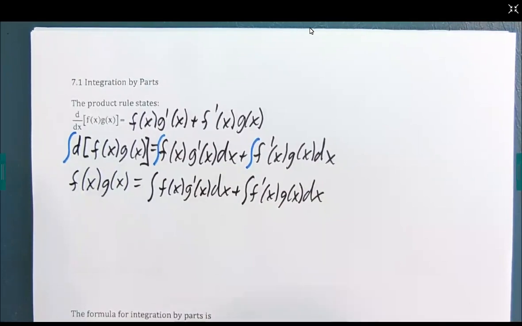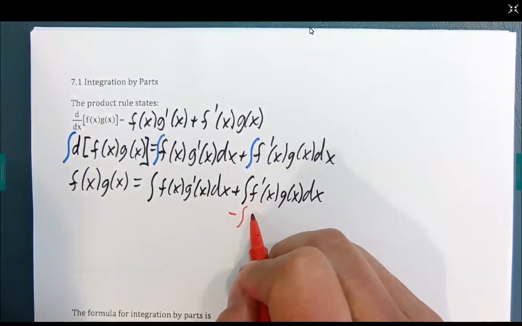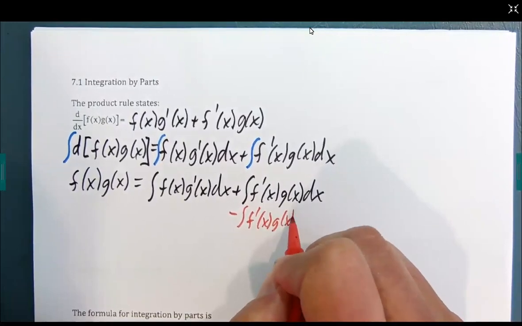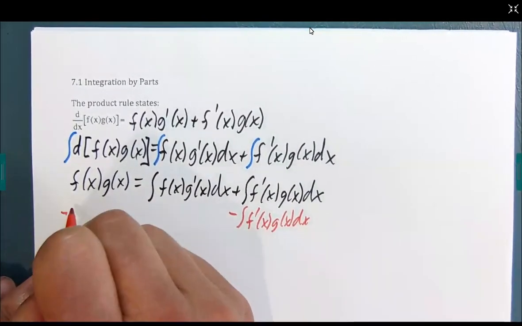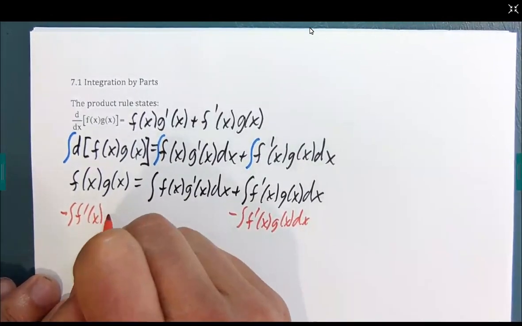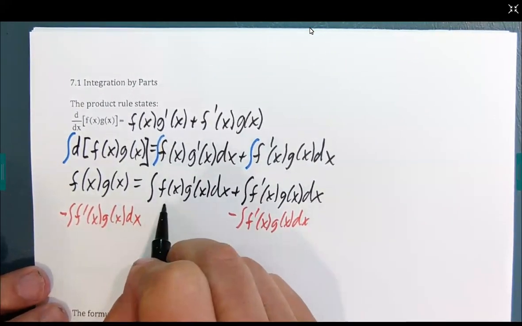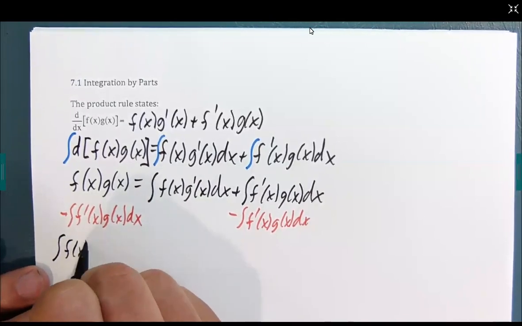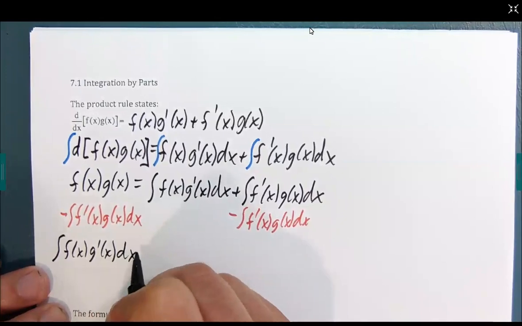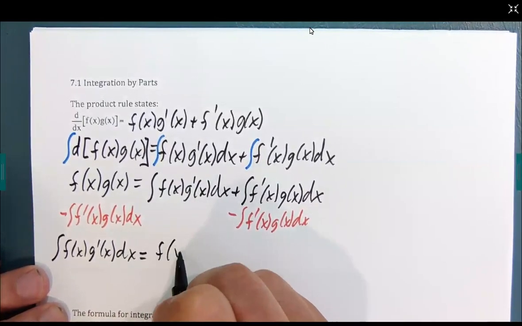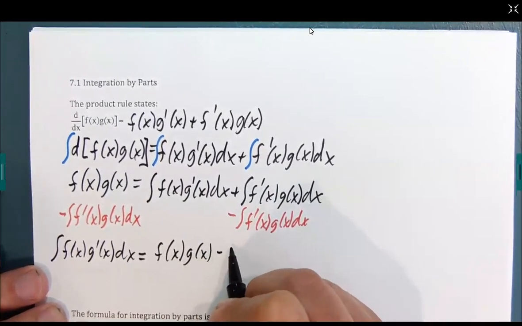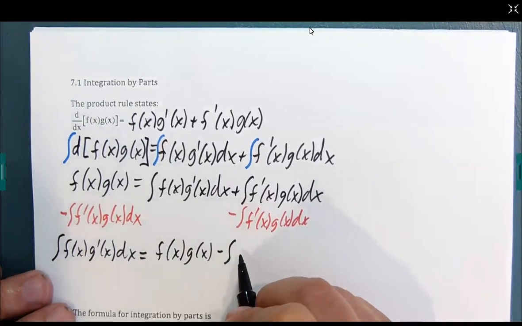And we're going to rearrange this a bit. I'm actually going to subtract this one here, and then rewrite it as, and I'm going to write this one first, the integral of f of x g prime of x dx equals f of x g of x minus the integral, and I'm going to rewrite that. I'm going to have the f prime of x next to the dx, just rearrange those.